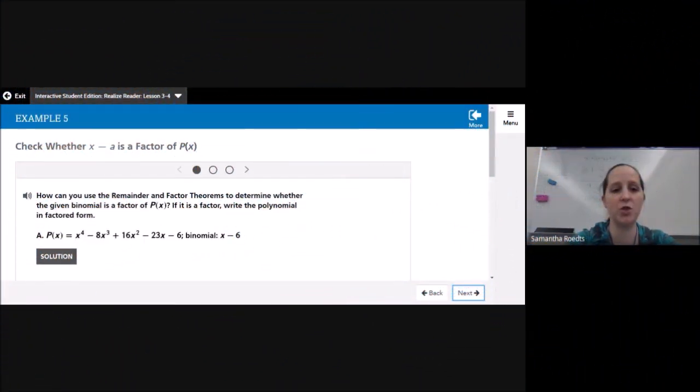All right, example 5, check whether x minus a is a factor of p of x. How can you use the remainder and factor theorems to determine whether the given binomial is a factor of p of x? If it is a factor, write the polynomial in factored form. So I have x to the fourth minus 8x cubed plus 16x squared minus 23x minus 6 with a binomial of x minus 6.